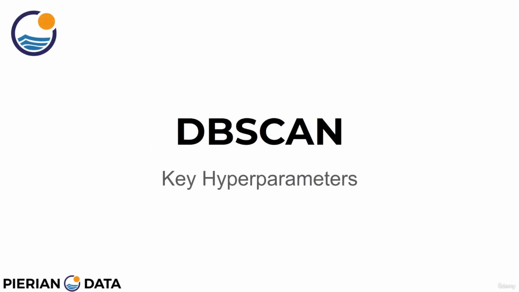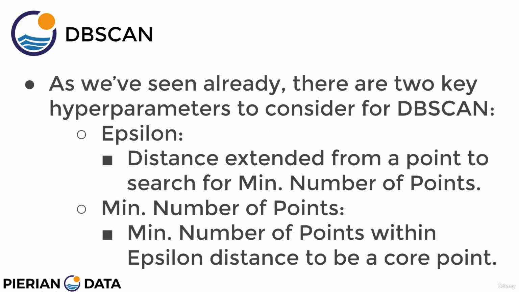Welcome back everyone to this lecture where we're going to discuss an intuition behind the key hyperparameters for DBSCAN. As we've seen already, there are really just two key hyperparameters for consideration when working with DBSCAN, and that is epsilon and minimum number of points. And recall that epsilon is going to be the distance extended from a point to begin the search for the minimum number of points, where the minimum number of points is the minimum number of points within an epsilon distance in order for that point to be considered a core point.